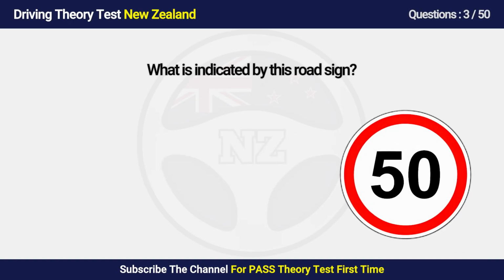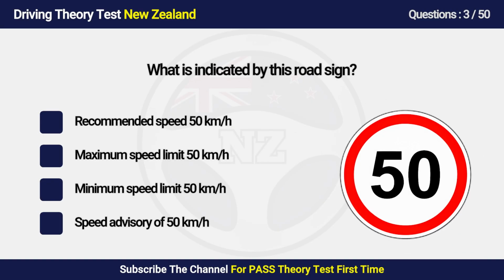Question 3. What is meant by this road sign? A. Recommended speed 50 km per hour. B. Maximum speed limit 50 km per hour. C. Minimum speed limit 50 km per hour. D. Speed advisory of 50 km per hour.